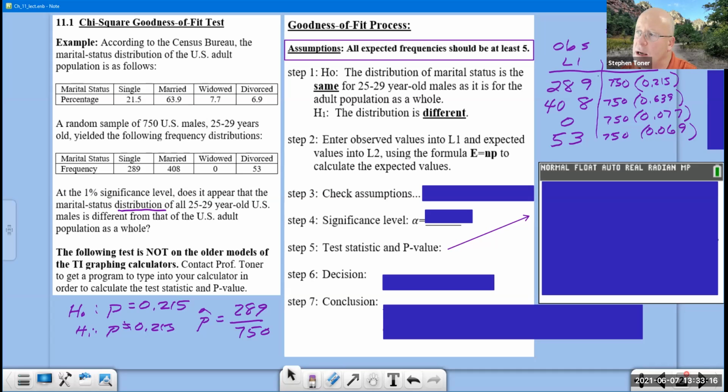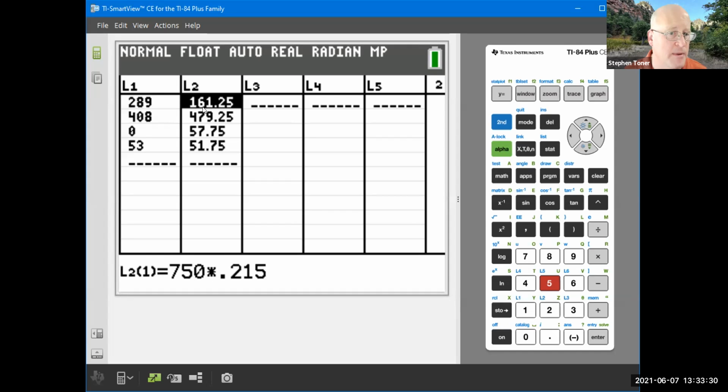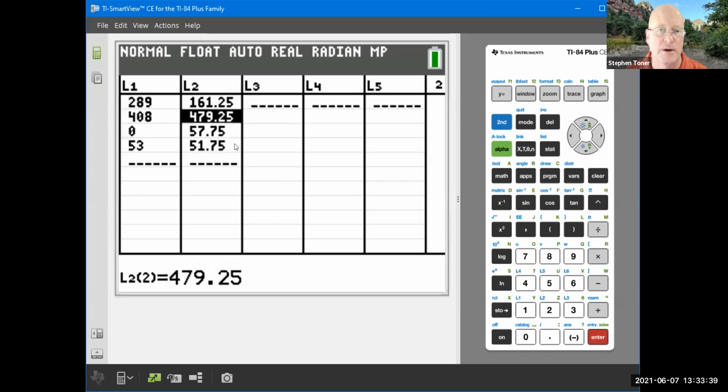So let's go to our calculator now. Okay, and I've already started typing in this data into list 1 and list 2. Now I've got down at the bottom of the screen the calculation that I used up in the highlighted cell, and you can actually just type in that multiplication problem, 750 times 0.215. When I hit enter, notice that's going to give me this 161.25. And so we are having to generate each of these on our own.